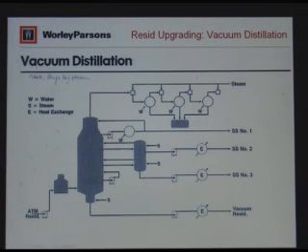This is a typical vacuum arrangement. The slide is not really that good, but here we've got atmospheric resid. This is a charge heater. We're heating it up. This is the vacuum column, and these are the various products. But you see right at the top there, we have some steam coming in, and these are steam ejectors, and they're basically taking material out of the column to maintain the vacuum that's on the system.